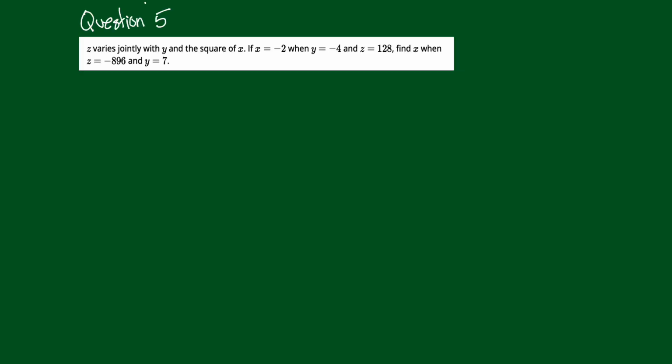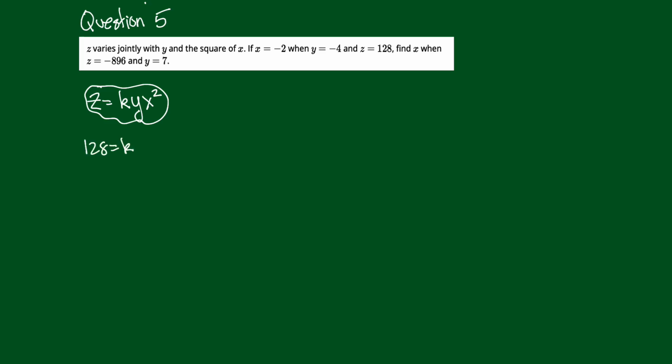Question 5. We're told that z varies jointly, so multiplication, with y and the square of x, just like we did back in question 4, it looks like. So I'm going to write that z varies jointly, so multiplication, with y and the square of x. There is the general variation equation. Now, here's what we know. We know that if x is negative 2, so put a negative 2 in here, y is negative 4, and z is negative 128. So we'll put those back in here. So we will get negative 128.